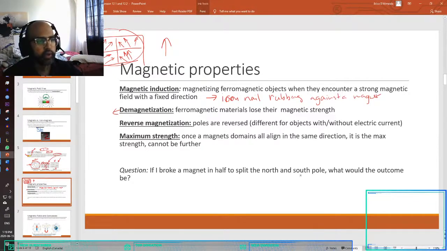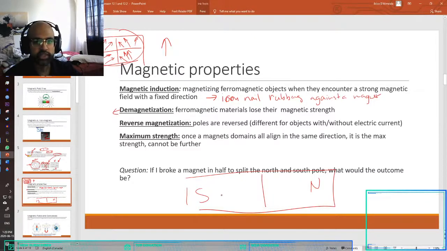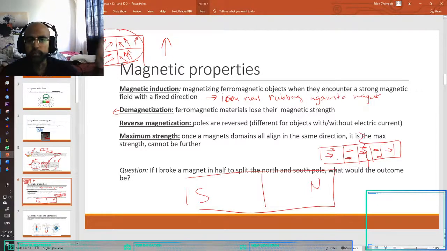Okay, if you broke a bar magnet in half to split the north and south, what would the outcome be? Well, because of domain theory, it's not that this half of the magnet is north and this half is south. No, the bar magnet is literally just domains, and they're all pointing in the same direction. They're pointing north. So if you were to cut it in half, guess what? You would get two bar magnets with the same direction it originally had, because the domains were all lined up.